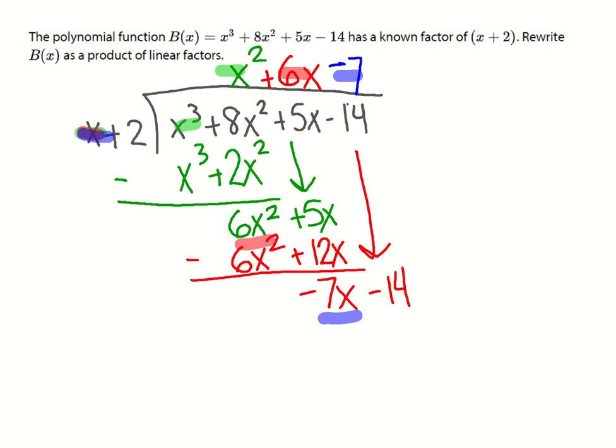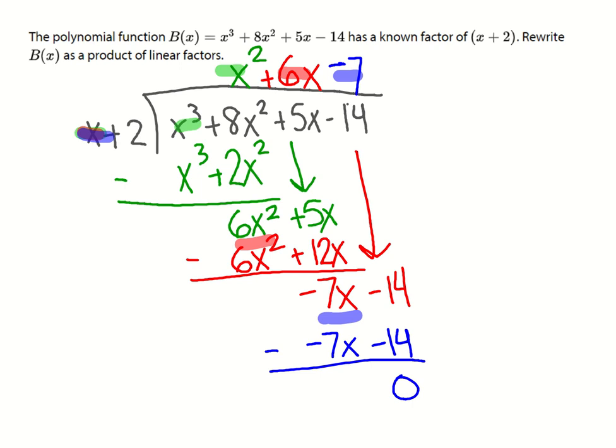So when we multiply this out, we have negative 7 times x, which gives us negative 7x, and negative 7 times 2, which gives us minus 14. When we subtract these, we will end up with a 0, which tells us that we have no remainder for this problem.